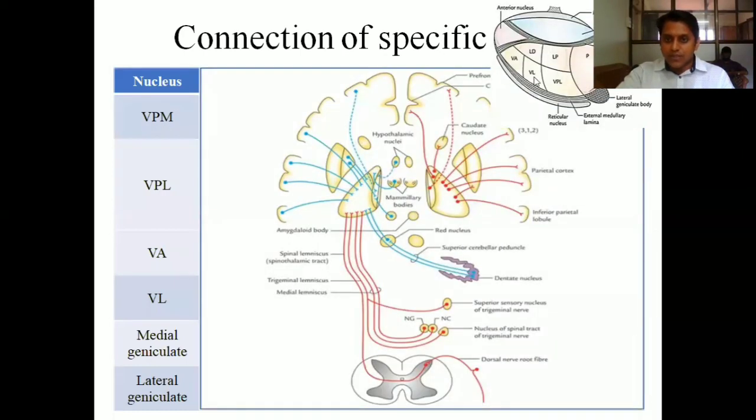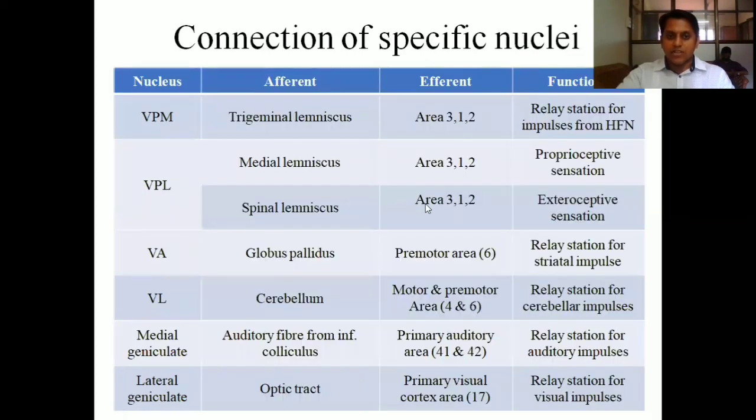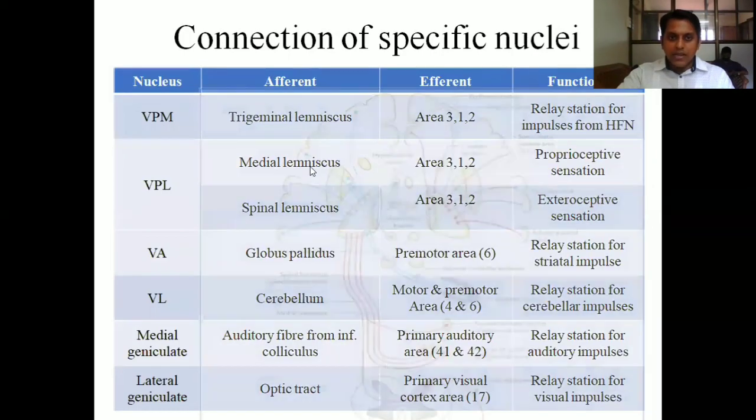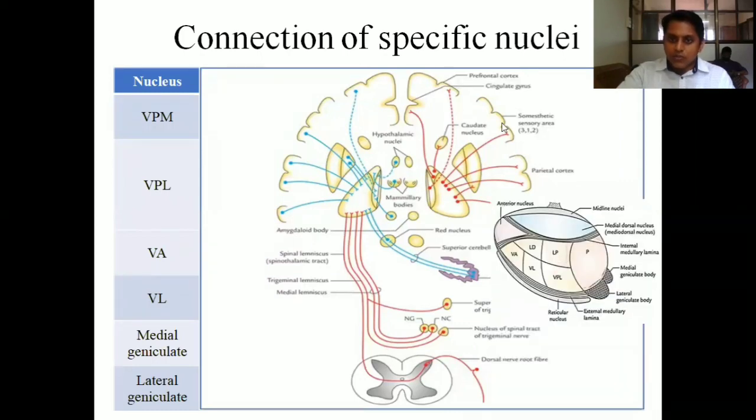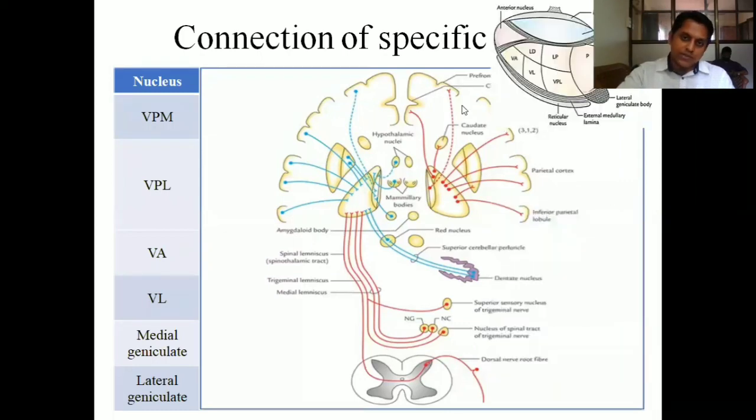So if you have seen this, this is the ventral tier nuclei, this is ventroposterior. Medial to it is the ventroposteromedial. The trigeminal lemniscus relays at the ventroposterior medial nucleus. And the spinal and the medial lemniscus, they relay in the ventroposterior lateral nucleus. So it is right here, the ventroposterior lateral nucleus.